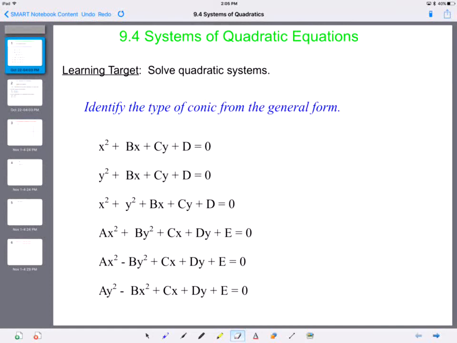Welcome to section 9.4, Systems of Quadratic Equations. Our focus is going to be on solving quadratic equations or systems, but we also want to make sure that we know how to identify each of these as well. So let's go ahead and take a look at these.